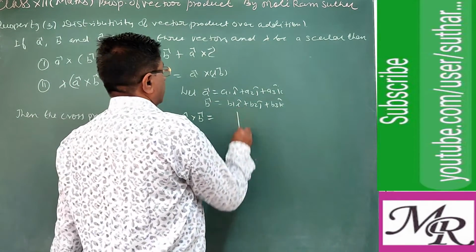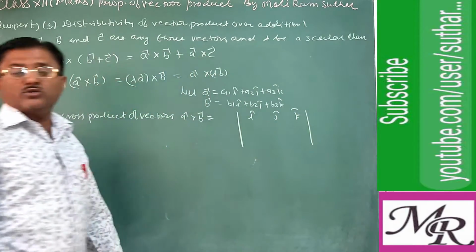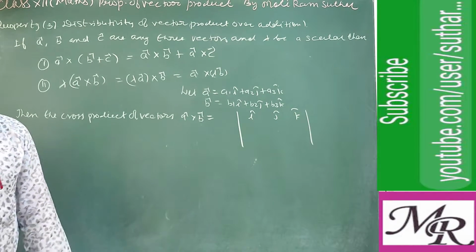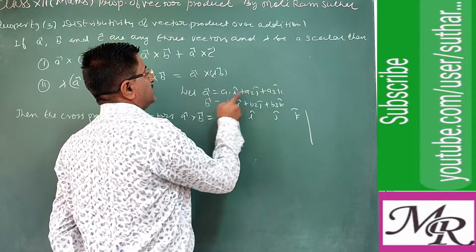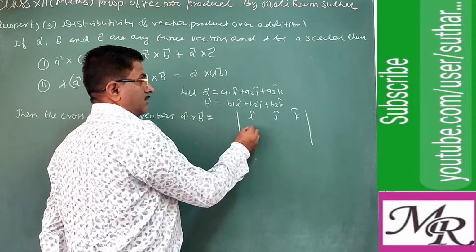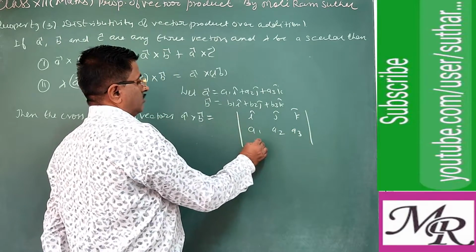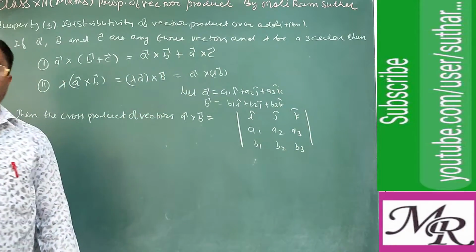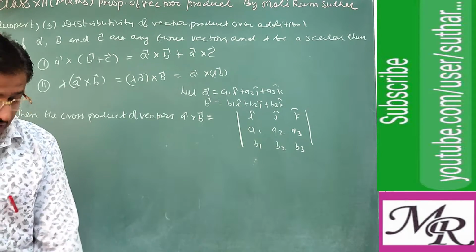the determinant whose first row is given by the unit vectors i, j, k, and the second row is given by the coefficients of i, j, k for the first vector, that is A1, A2, A3, and the third row B1, B2, B3. So in this way one can find the cross product of vectors using the determinant. It is very easy and simple.